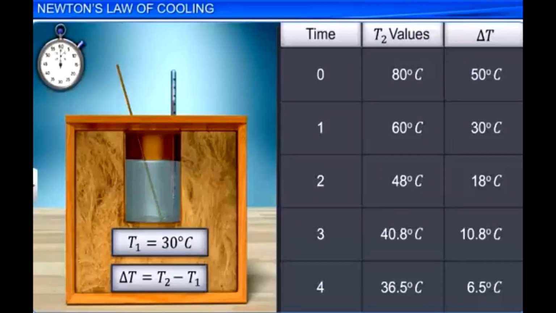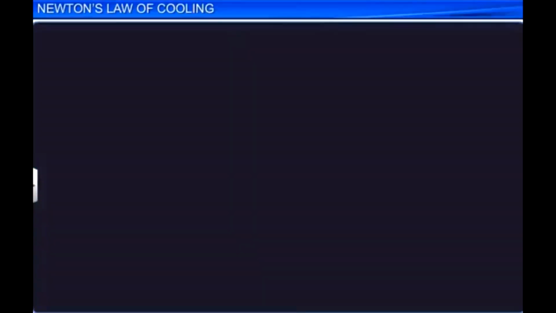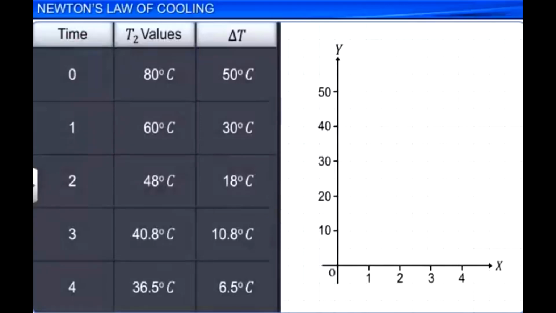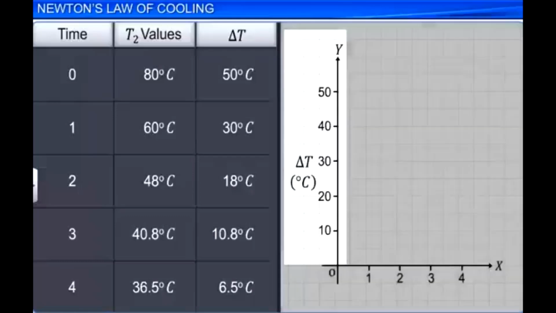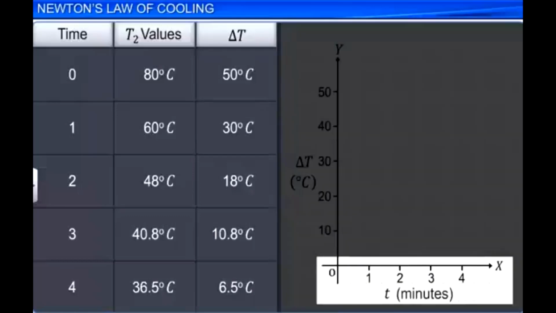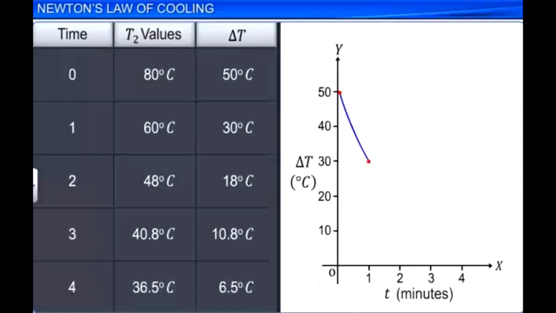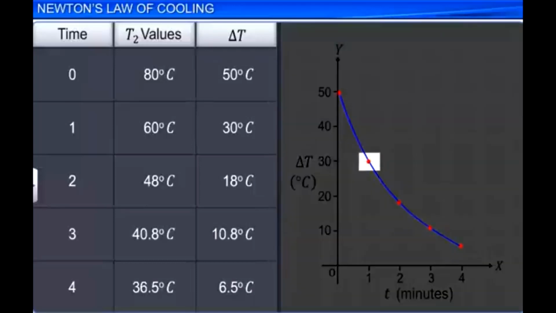When a graph is plotted by taking delta T along the y-axis and time t along the x-axis, we get a curve. The graph indicates that the cooling of water depends on the temperature difference between the water and its surroundings. The greater the temperature difference, the greater the fall in the temperature of the hot water.